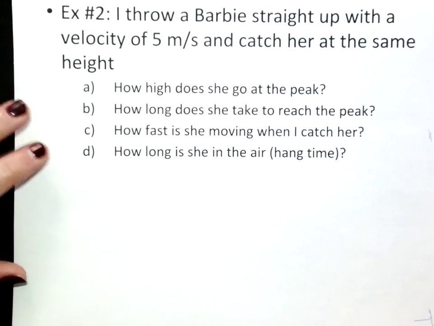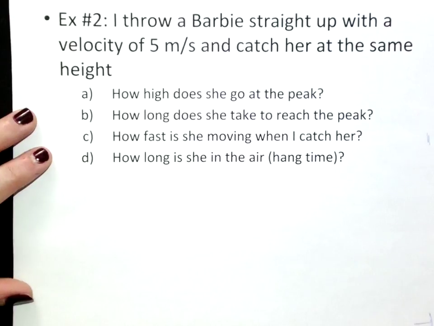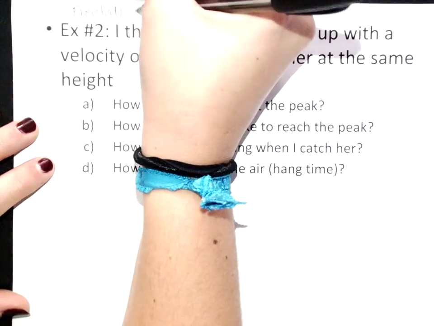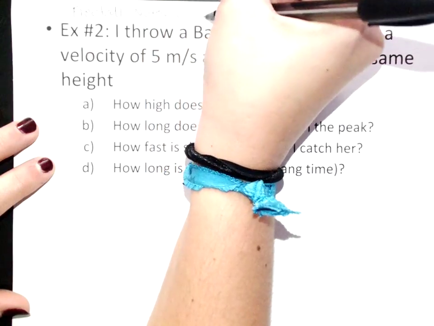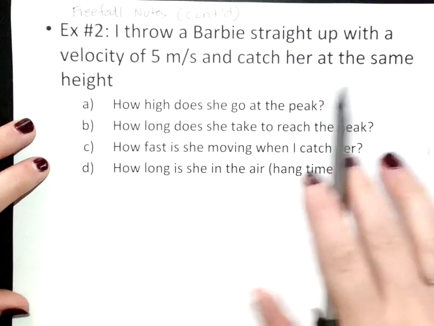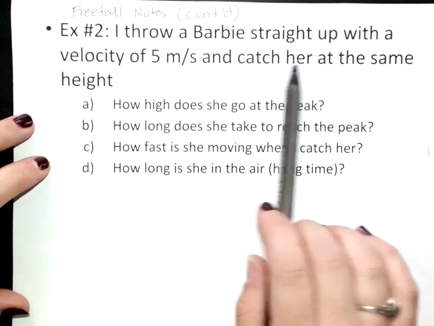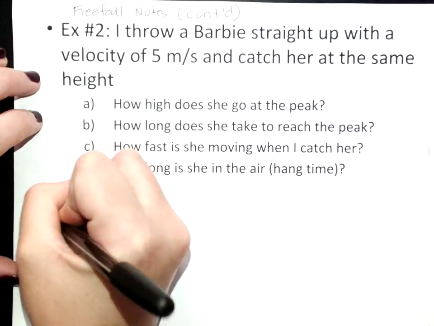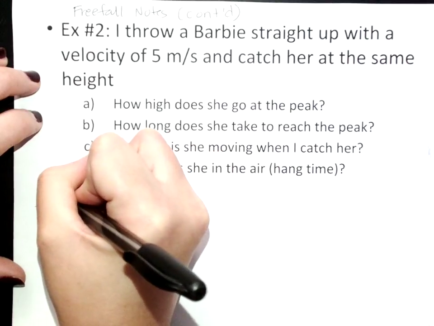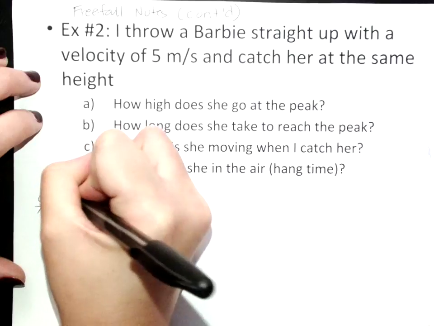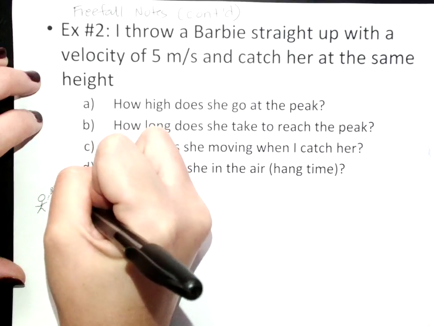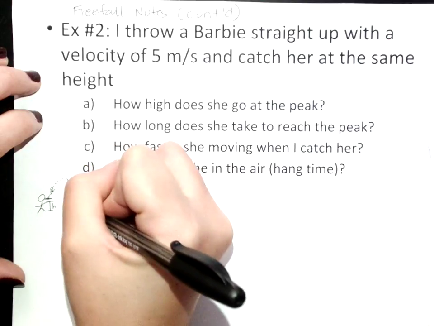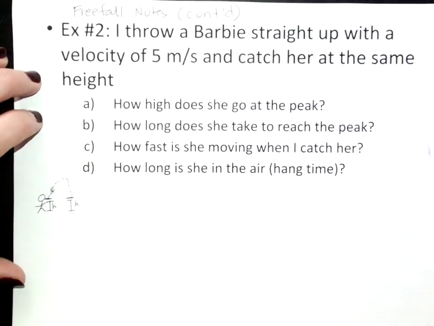Okay, for our second example of free fall notes, continued. So I throw a Barbie straight up with a velocity of 5 meters per second and catch her at the same height. So basically what I'm doing is, if we were to draw a picture, here I am, here's Barbie being thrown up into the air, and then I'm going to catch her again at the same exact height above the ground. So she lands at the same height above the ground.